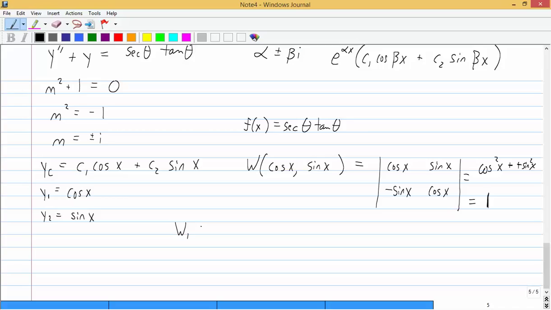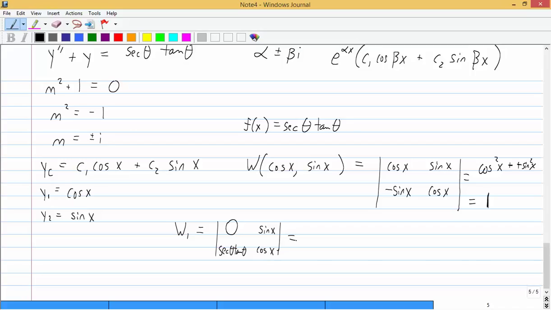So I have to remember that with Wronskian sub 1, my first column starts with a 0. You can make that association. Wronskian sub 1 first column starts with a 0. Underneath that you want to put your f of x, which on this problem for us was secant theta tangent theta. And then in the Wronskian sub 1 you put y sub 2 and its derivative. Y sub 2 is sine x. Derivative of sine x is cosine x.